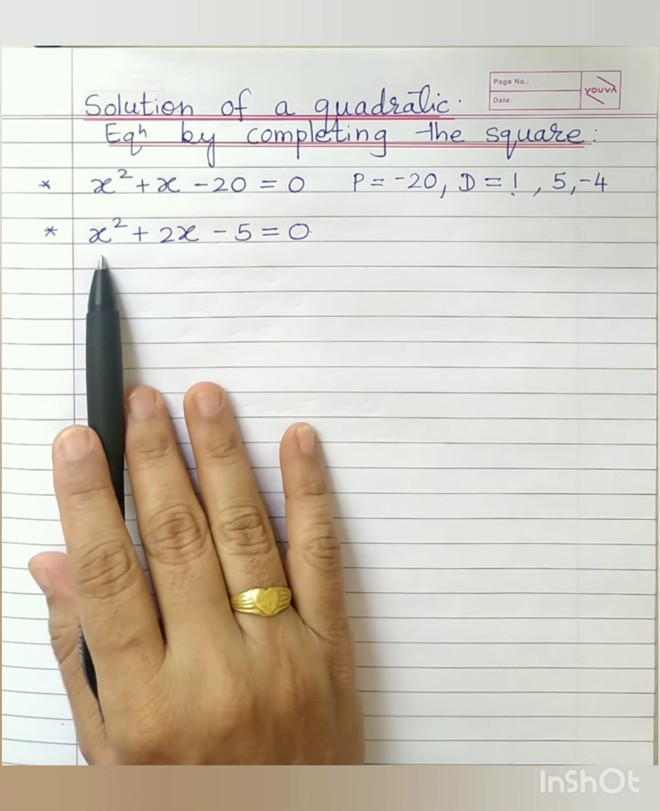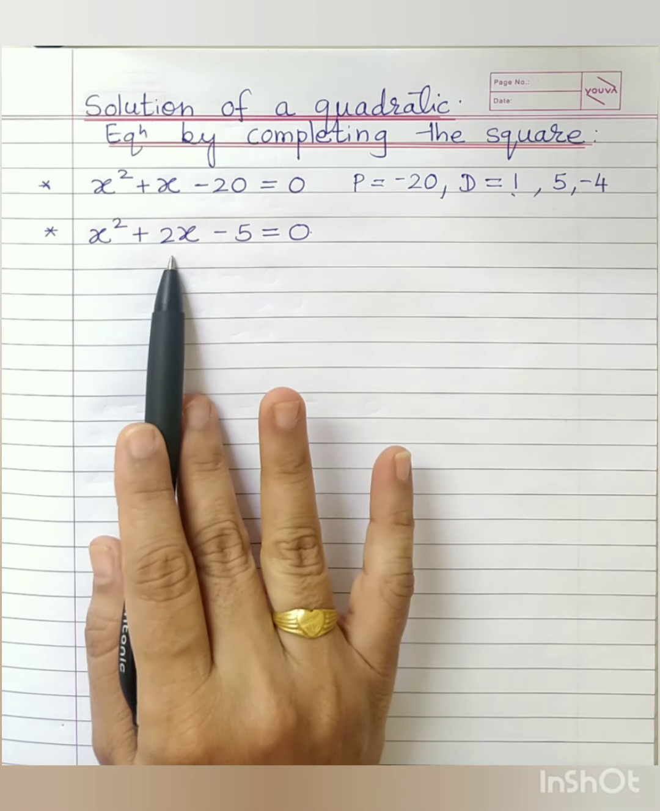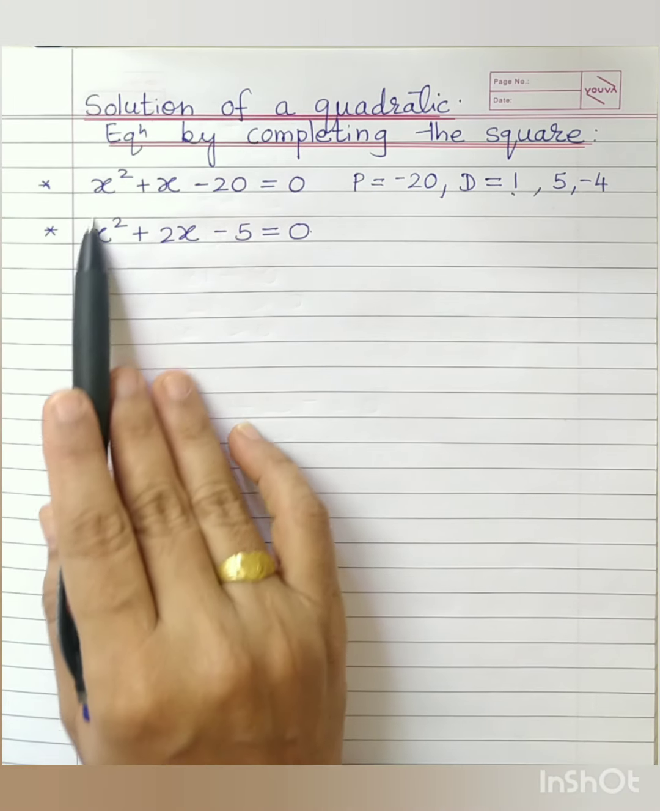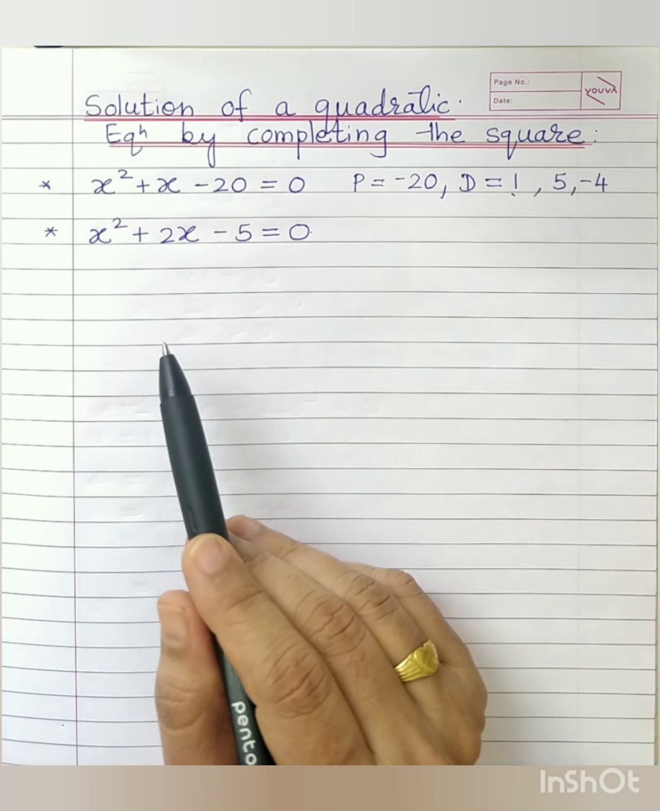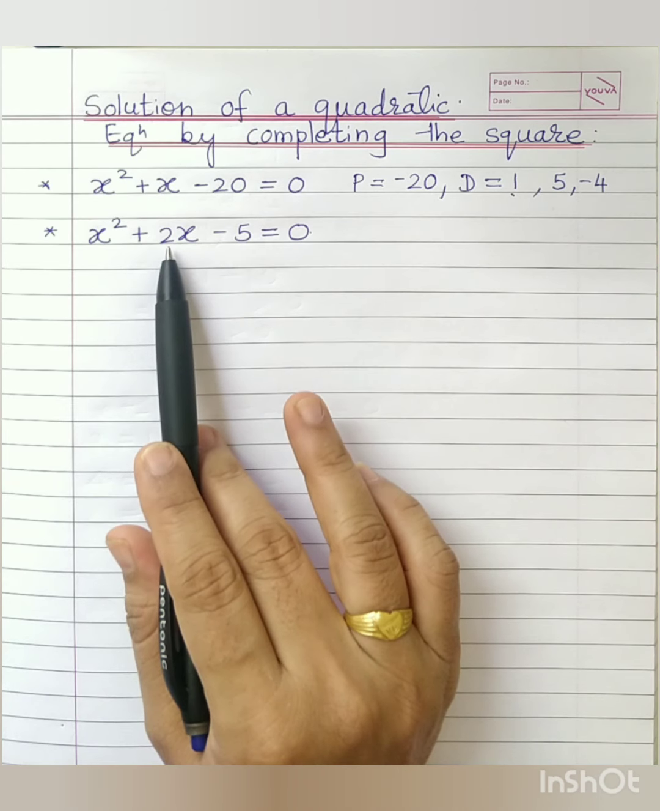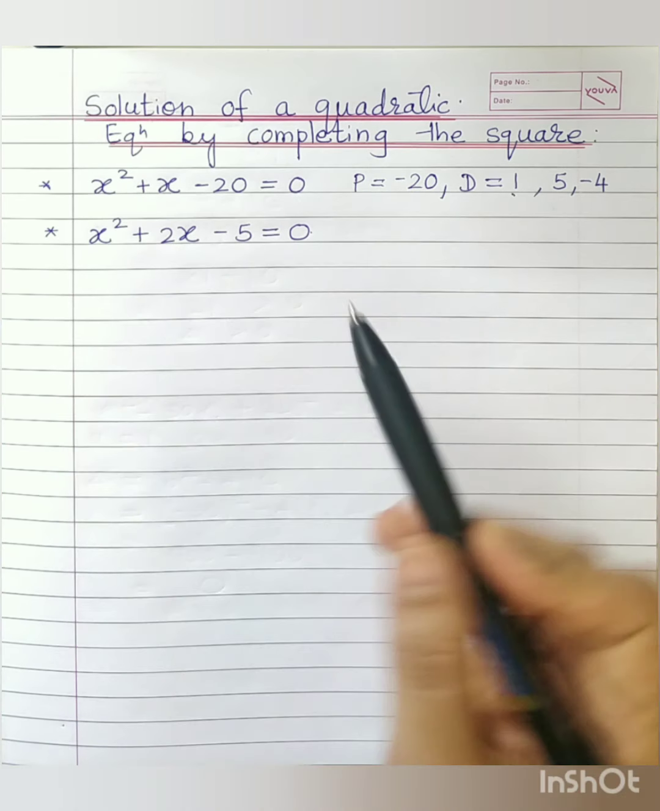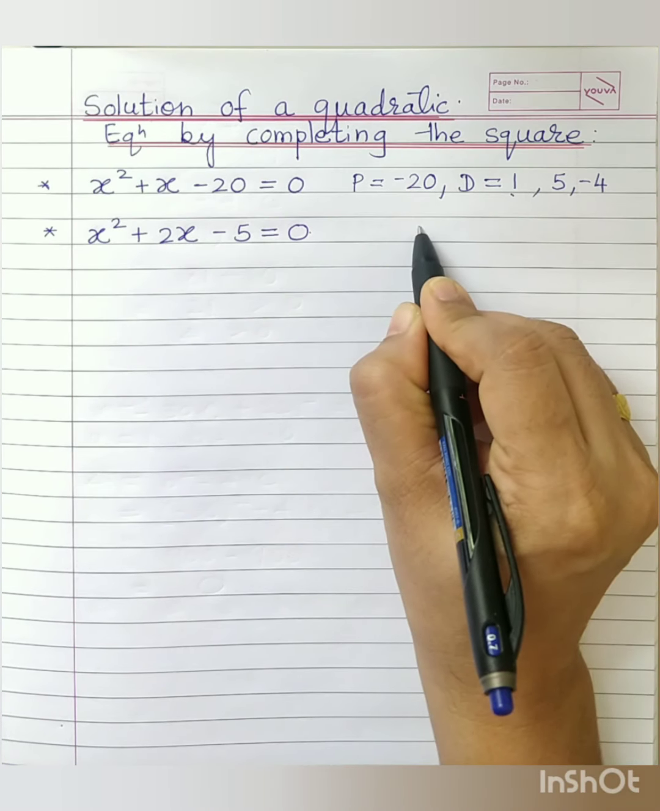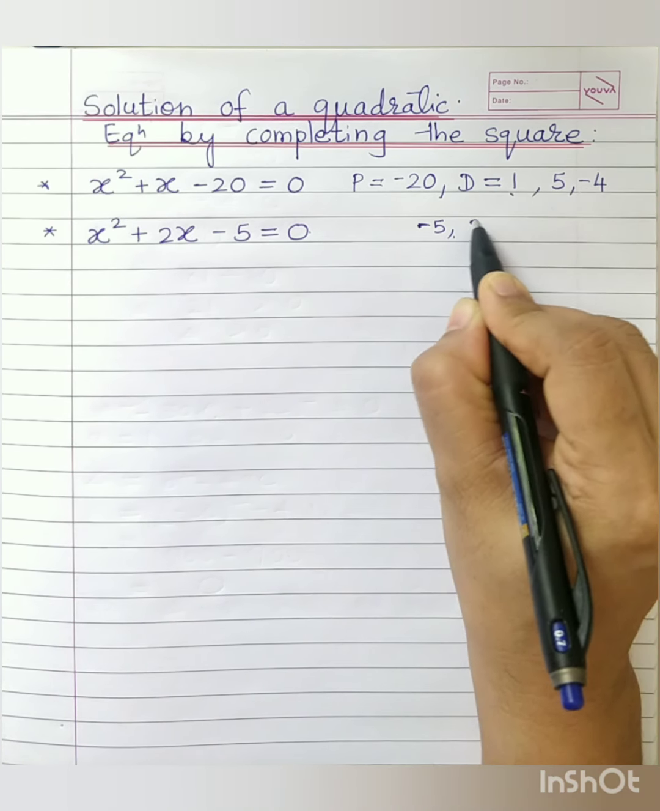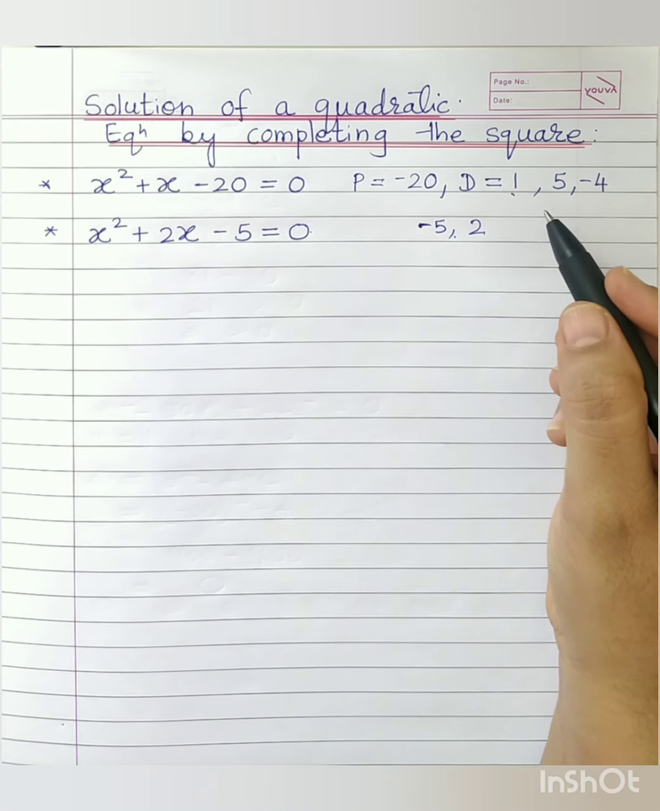See another example. x square plus 2x minus 5 is equal to 0. What is the product here? 1 into minus 5, that is, the product is minus 5. And what is the difference? 2. Now, we search for two numbers such that the product is minus 5 and the difference is 2. It is not possible to find those numbers, right?